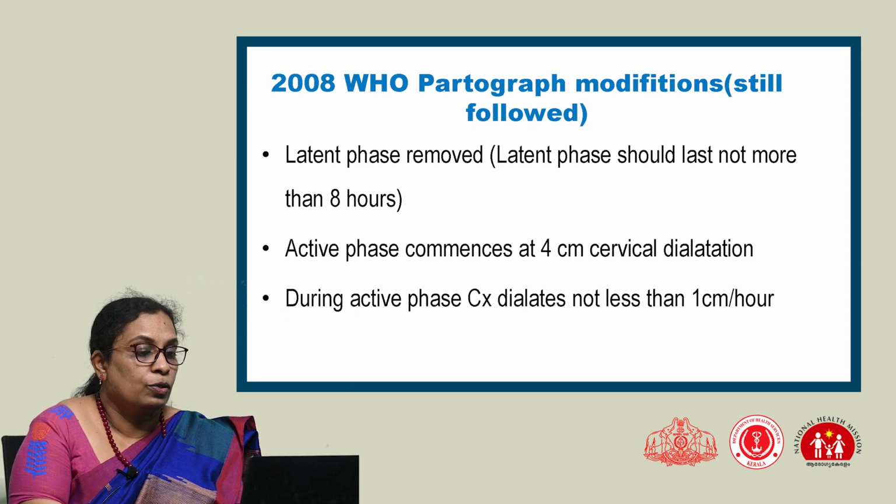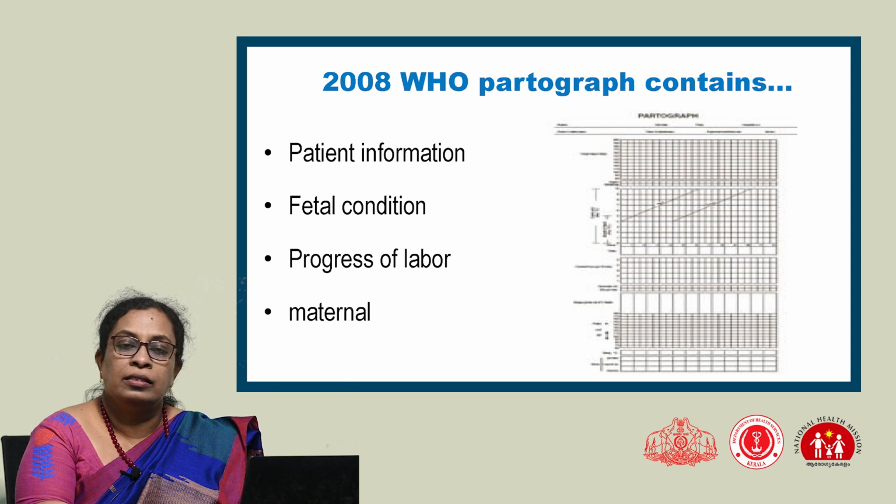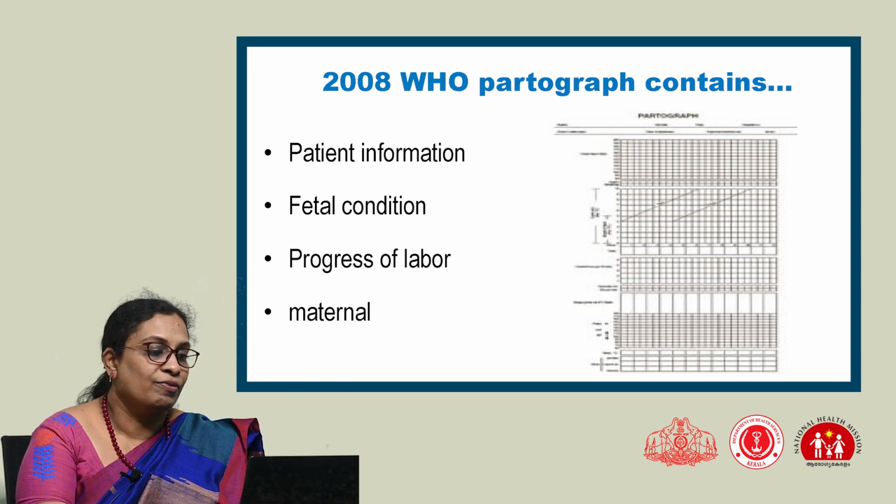Here, the latent phase is also removed, the active phase starts at 4 centimeters, and in the active phase cervical dilatation is considered at 1 centimeter per hour. This WHO partograph of 2008 has 4 parts: the patient information part, the fetal conditions, the progress of labor, and the maternal part. Here is the detailed WHO partogram, which is still followed.